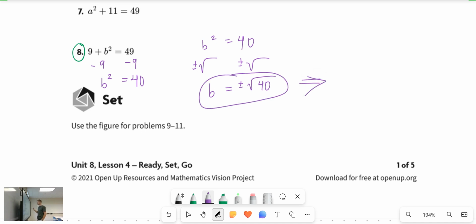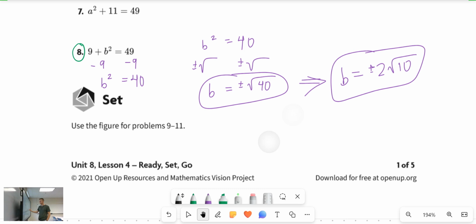which is equal to B equals plus or minus 2 root 10, because we can take a 4 out of that. If we take a 4 out of a square root, it becomes a 2. So 2 root 10. Or sorry, positive or negative 2 root 10. There we go.